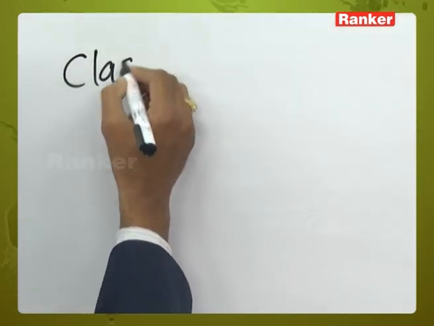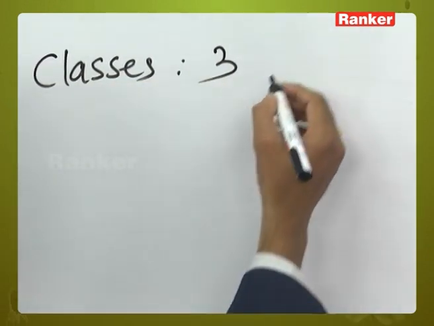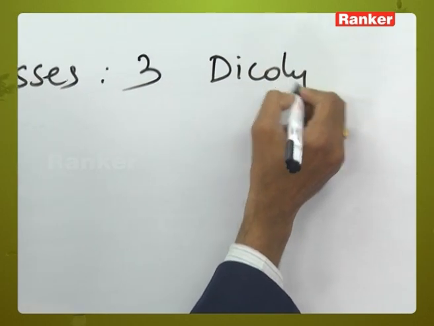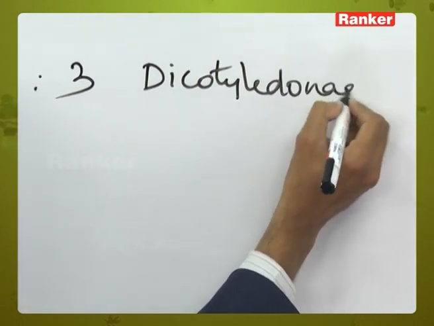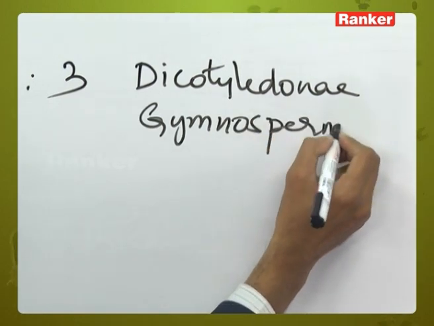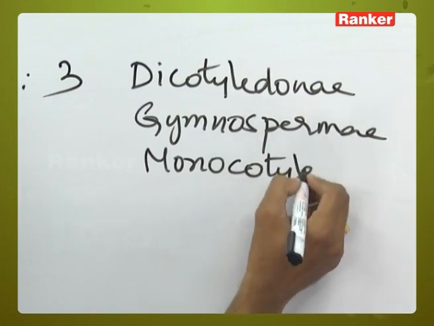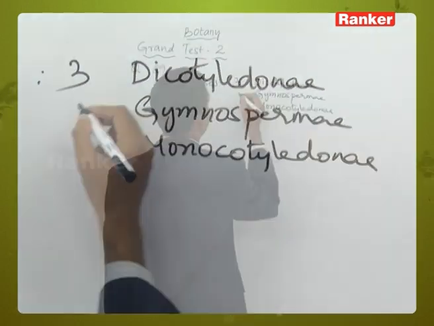How many classes are there in the Bentham and Hooker system of classification? There are 3 classes. Those are called Dicotyledonae, Gymnospermae and Monocotyledonae. So these are the 3 classes, right?